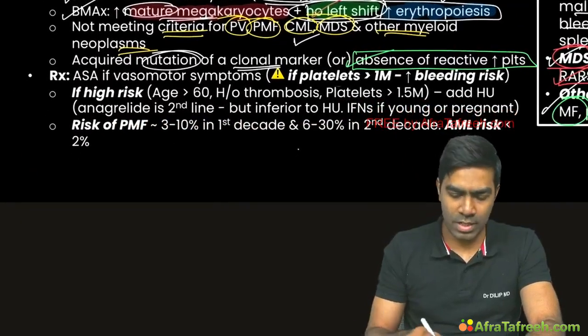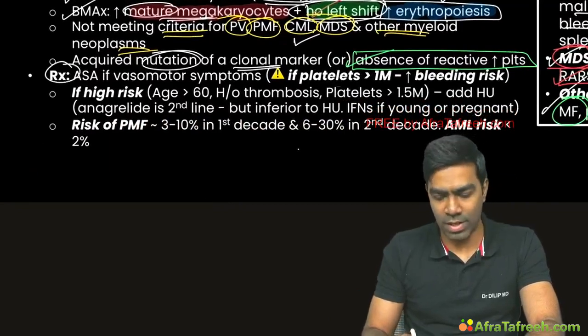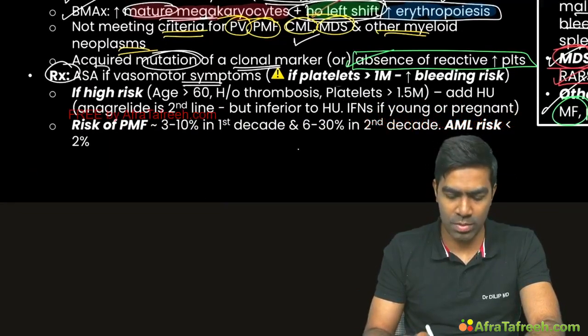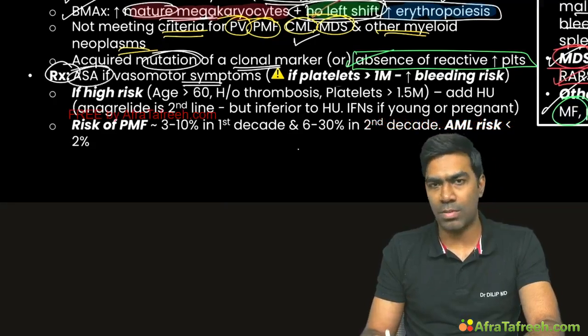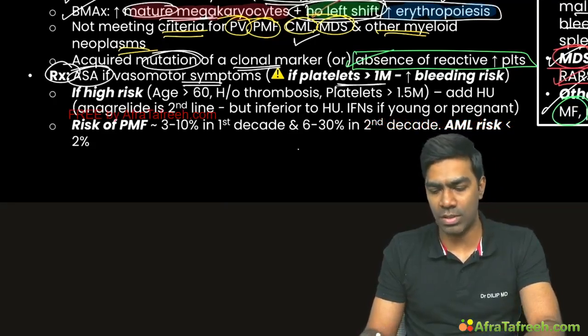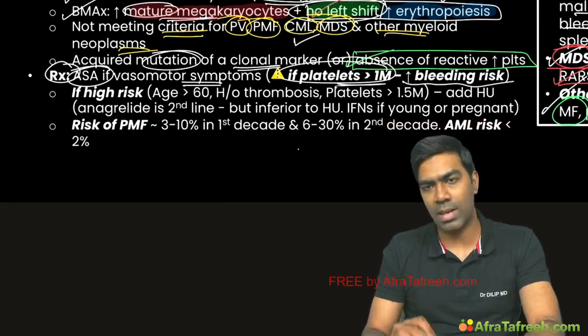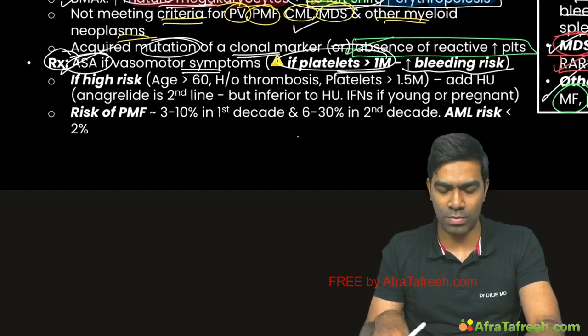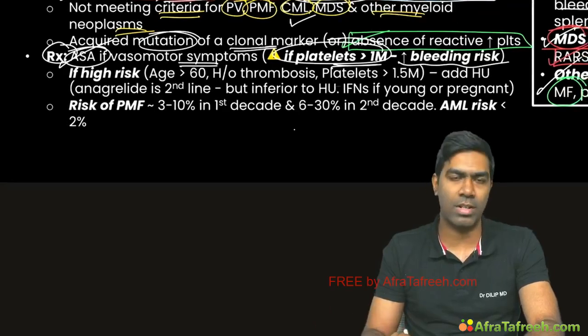So what's going to be the treatment? In case the patient is having vasomotor symptoms, the most important treatment is going to be aspirin. But you have to be a little careful in patients with a very high platelet count, like more than 1 million, because these patients are inherently associated with high bleeding risk. But if you add aspirin on top of that, the bleeding risk is going to increase substantially.